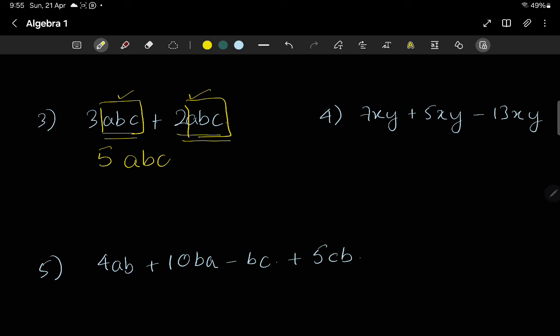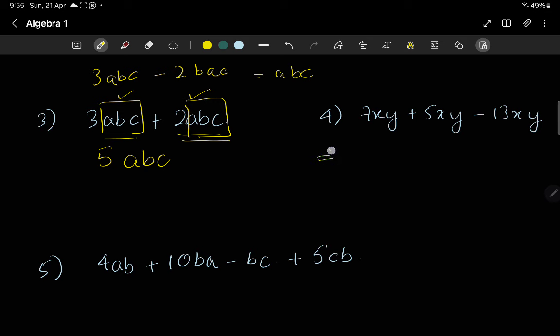But remember, if we have different variables, we cannot. And if we have a different order, we can also add or subtract. Like if we have 3abc and the second term is 2bac, it is also the same. The order is different, but we have the same expression. So in this case we will have the same solution, and 3 minus 2 is 1abc.